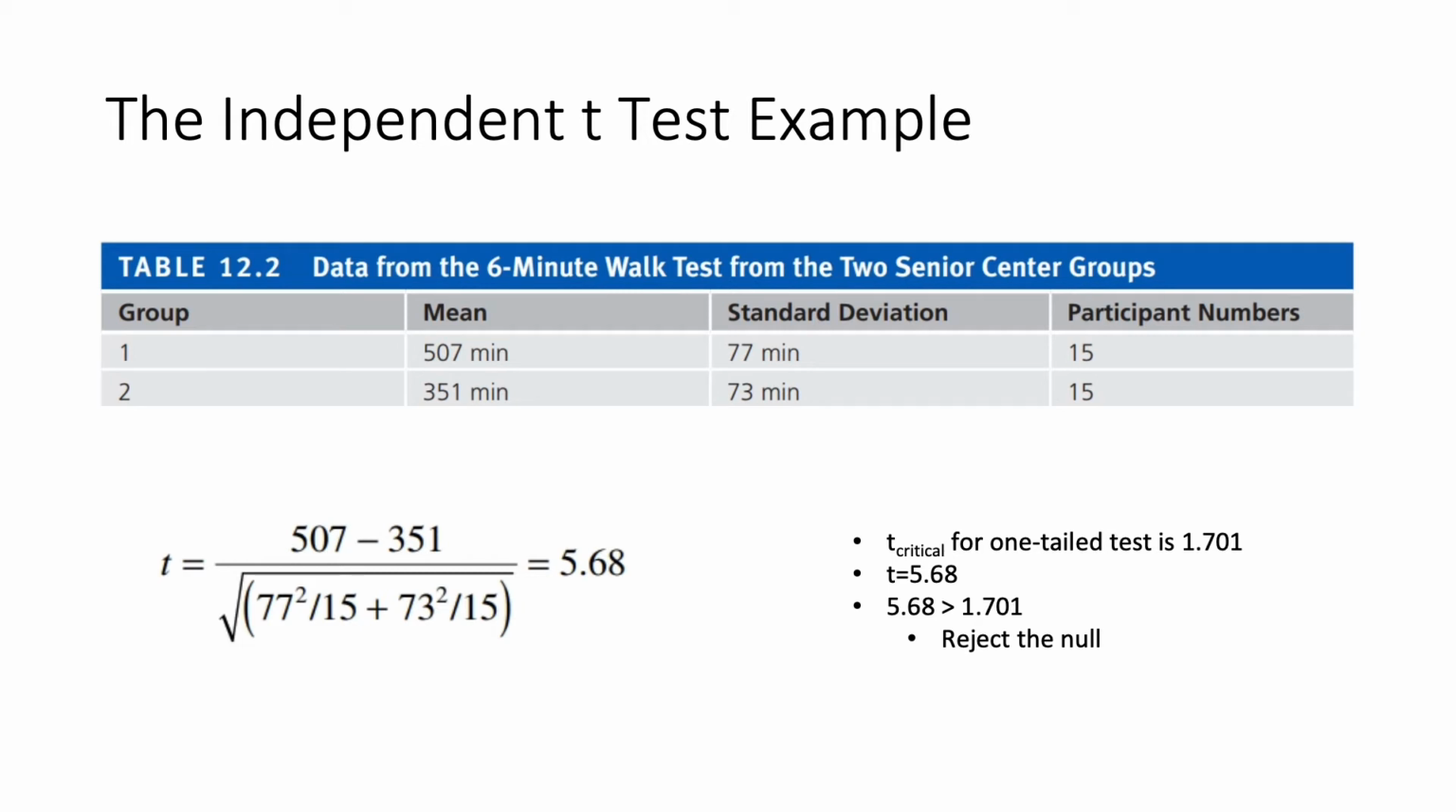So since the t-value of 5.68 is greater than the t-critical value of 1.701, you will reject the null hypothesis and conclude that walking group 1 walks significantly farther than walking group 2 on the 6-minute walk test.